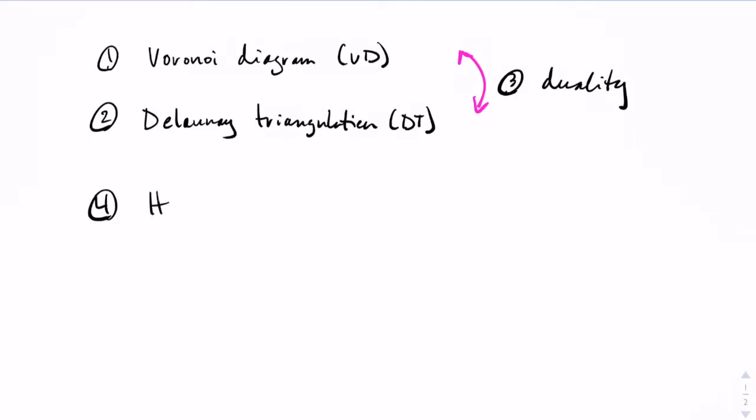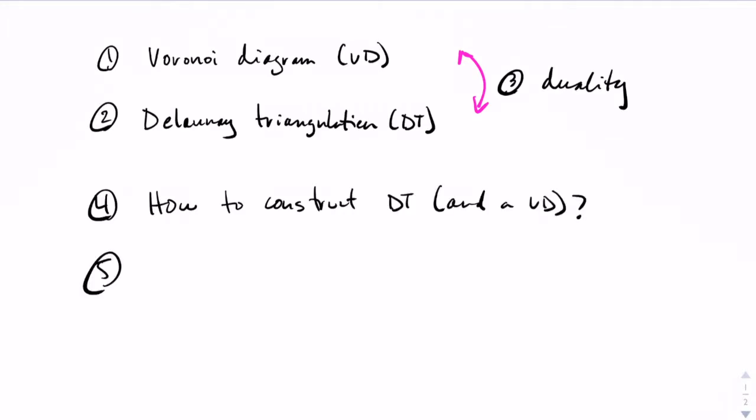of view. Then we will look at how we can construct the Delaunay triangulation, and also because these two structures are dual, it also means that we can construct the Voronoi diagram. And finally, we will look at 2 special cases of the Delaunay triangulation, that is the constrained Delaunay triangulation and also the conforming Delaunay triangulation.